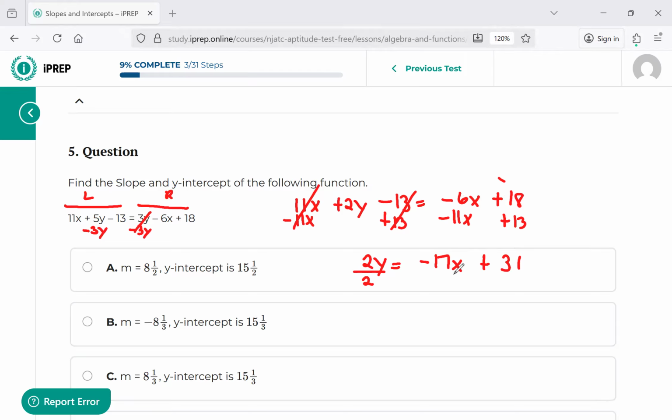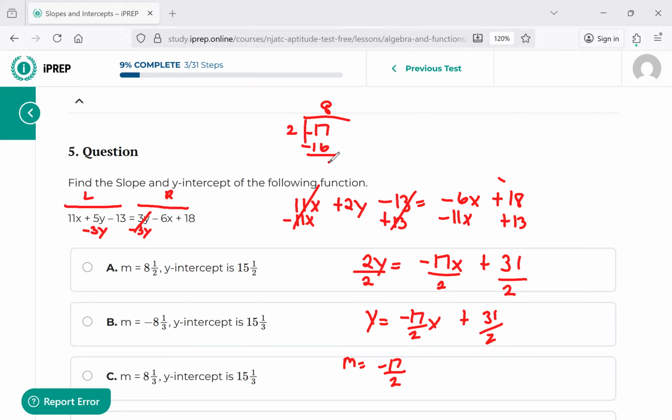Last step, solve for y by dividing both sides by 2. And y equals negative 17 halves x plus 31 over 2. Okay, so it looks like my slope is negative 17 over 2. If you look at our choices, it's improper, so let's make it mixed. So what's negative 17 over 2? How many times does 2 go into 17? About 8, because 8 times 2 is 16. 17 minus 16 is 1. So this is the same thing as 8 and 1/2.